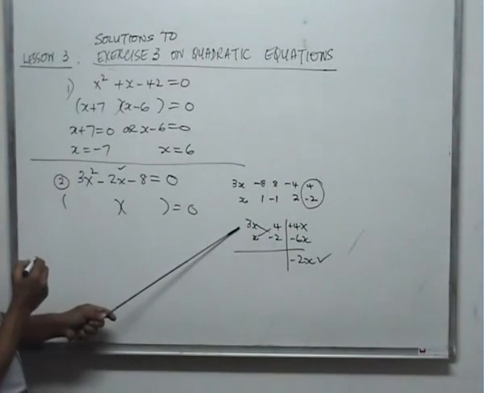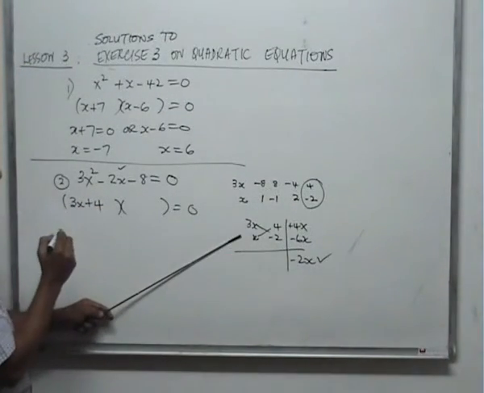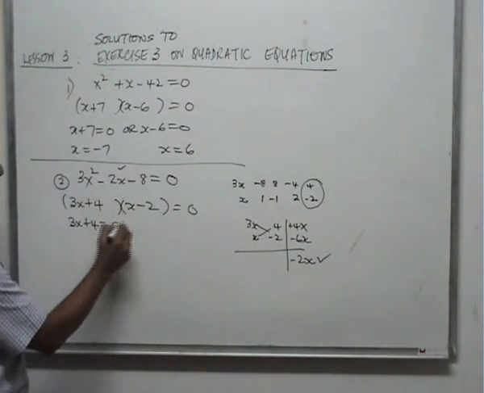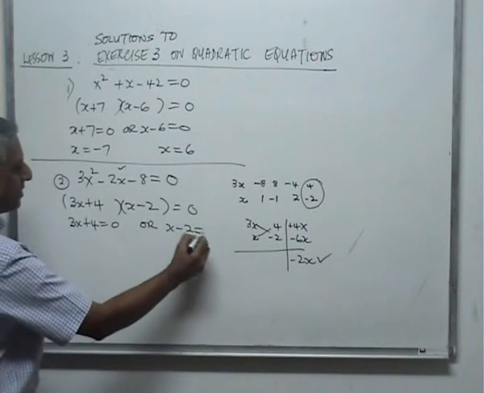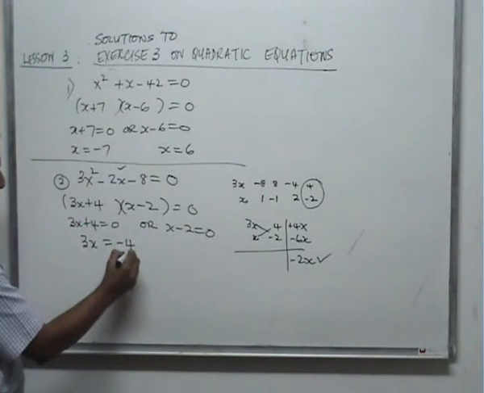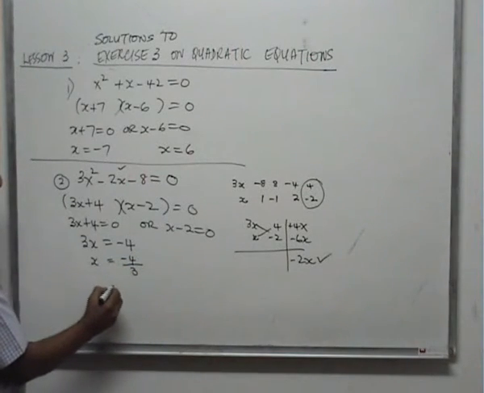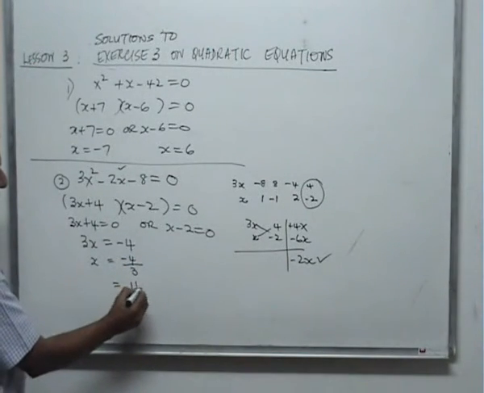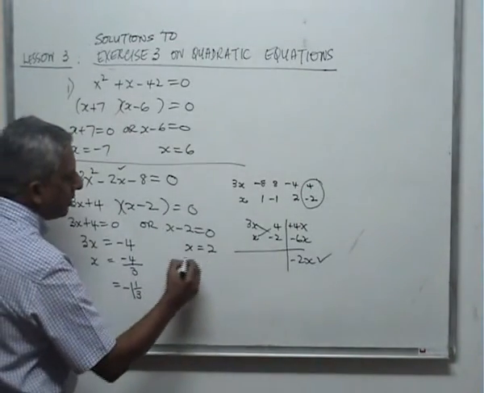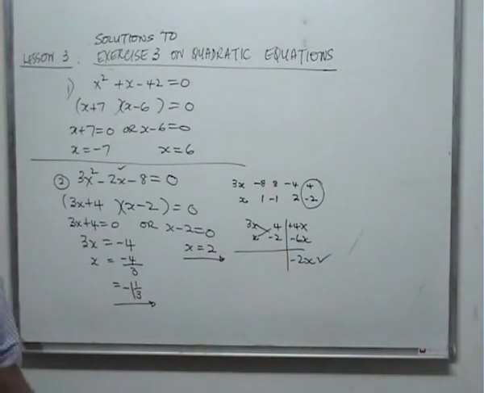So, 3x plus 4 into x minus 2. So 3x plus 4 is equal to 0, or x minus 2 is equal to 0. Now 3x is equal to minus 4. Now x is equal to minus 4 over 3, and you could rewrite that as minus 1 and 1/3. And on this side, x is equal to 2. Alright, so those were your answers for number 1 and 2.